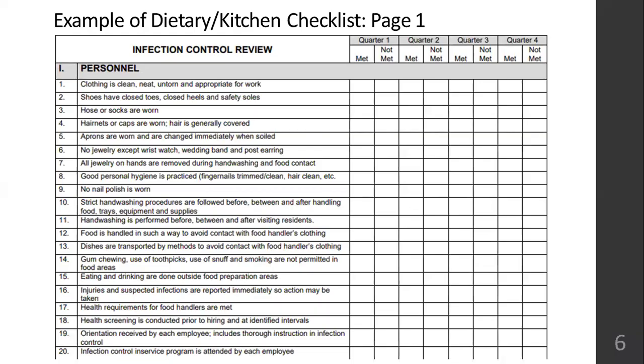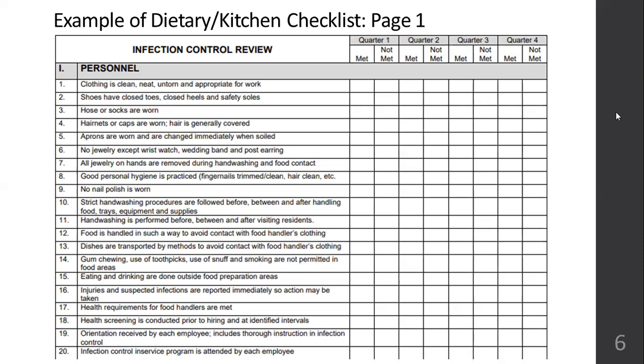Now, this is a checklist. If anyone wants this checklist, you can WhatsApp me. I will put down my contact number in the chat box. So if you need this checklist, just WhatsApp me. By Monday, you will get the checklist, because if I'm busy, I may not reply to you on time. So just WhatsApp me. I'll send you the checklist. This checklist can be used in your own hospital, kitchen, or dietary department as well.